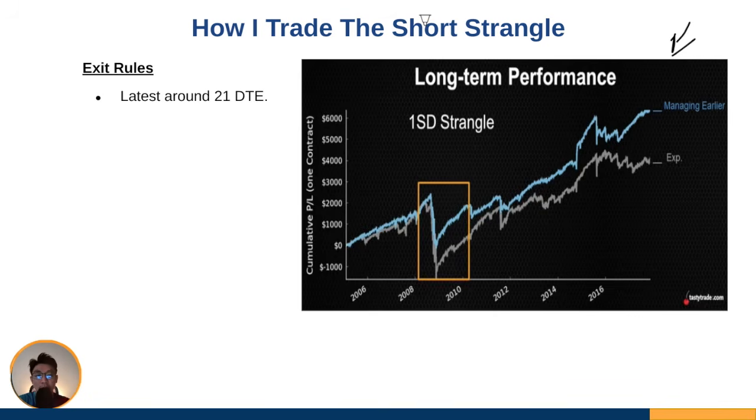There are times when the market can go all the way in one direction, and if you hold all the way to expiration, then that's a time where you could suffer a pretty big loss, especially, as you can see down here, during market crashes. This was during 2008, 2009, during the subprime crisis. This is a time where the market really crashed. And as you can see, if you held all the way to expiration, your drawdown would be bigger than if you were to exit at 21 DTE. So for myself, this is a rule that I always hold on to.